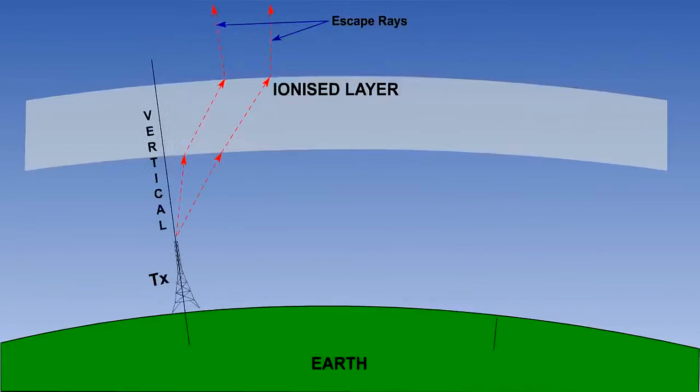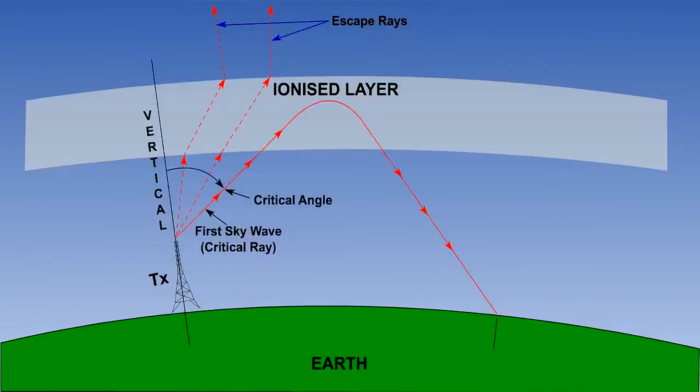Radio waves do not always refract and return to Earth somewhere. The angle at which the aerial points is critical. If the wave is transmitted vertically, it may pass straight through the ionosphere and out to space. By increasing the angle from the vertical, an angle is reached called the critical angle when refraction occurs, and this is called the first returning skywave.